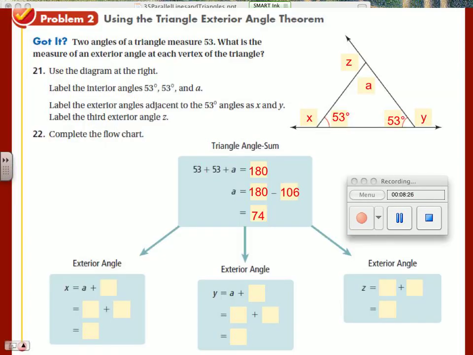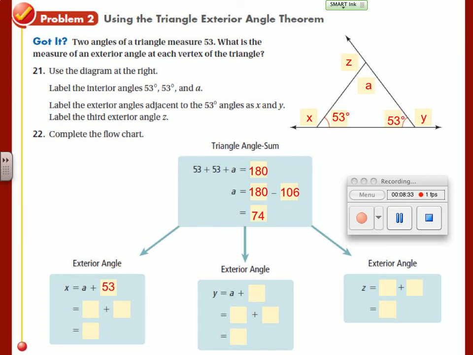Okay, X equals A plus 53. So we know A now equals 74, so 74 plus 53. So the measure of angle X is 127. Y, likewise, equals A plus 53, or 74 plus 53, 127. And finally, Z equals 53 plus 53, or 106. And I think if you add up all three of those exterior angles, they're all going to measure 360. And again, that's something to keep in mind for the future because we have a theorem about that also.